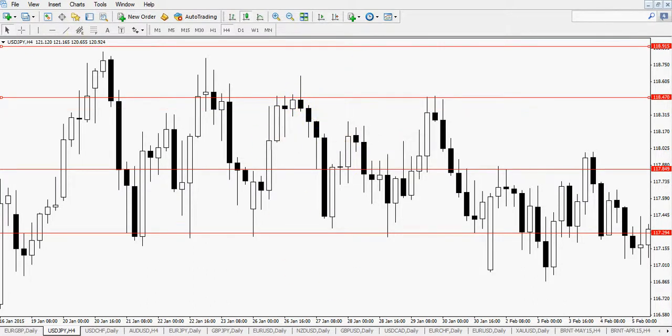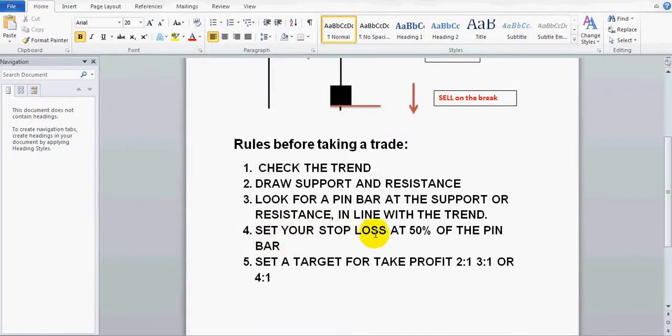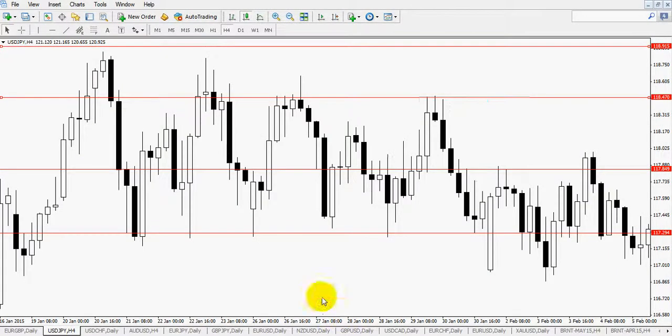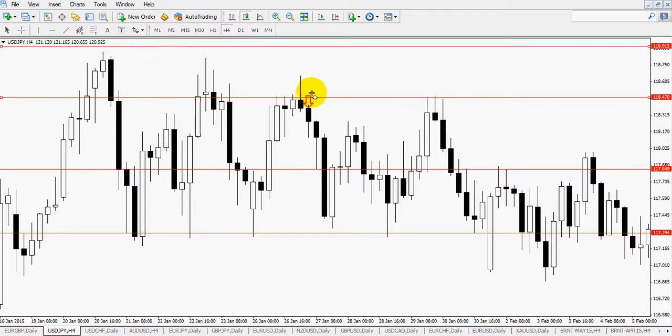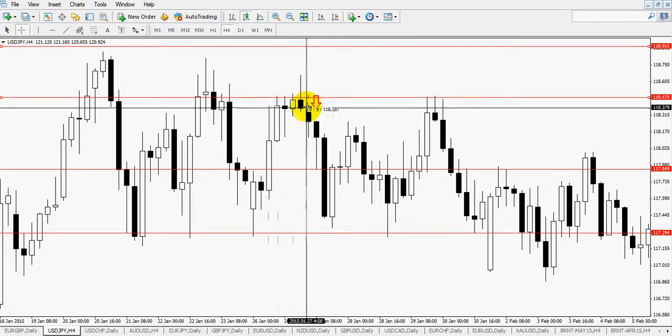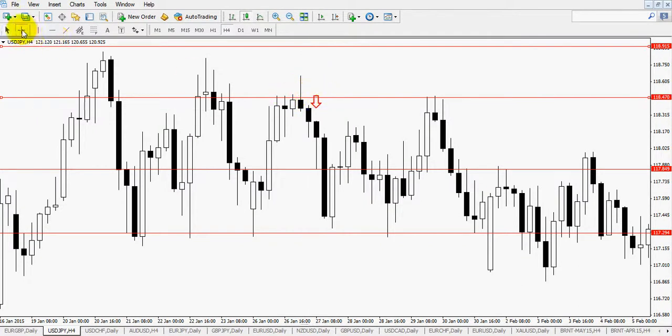Then you set your stop loss at 50% of the pin bar, and set a target to take a profit. It could be 2 to 1, 3 to 1, or 4 to 1. I'll show you what that means. So look here, you want to sell here, and then we'll look into how much you are risking. Let's say you put your stop at the end here, you risk about 28, but about 17 will be your 50% retracement. And then how much you want to gain.